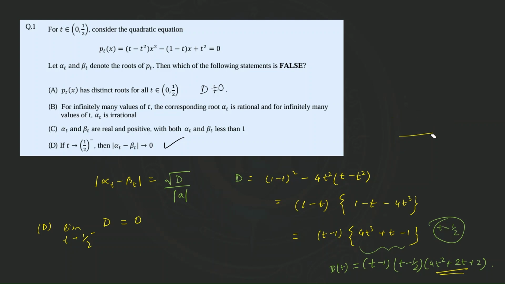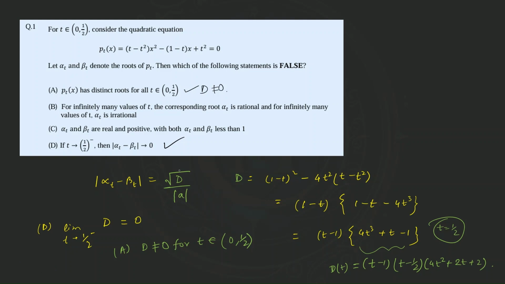So this does not have any real factors. So we can say this discriminant is non-zero for option A. We can say D is non-zero for t belonging to 0 to half, right? So Px has distinct roots for t belonging to 0 to half. That means option A is also true.